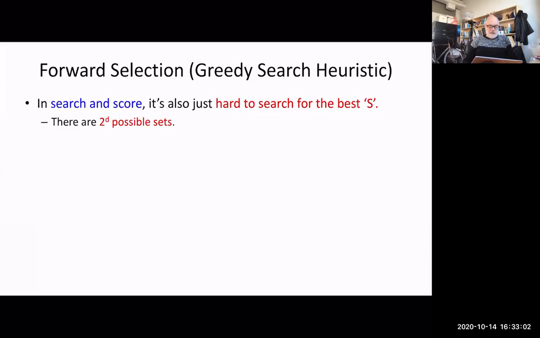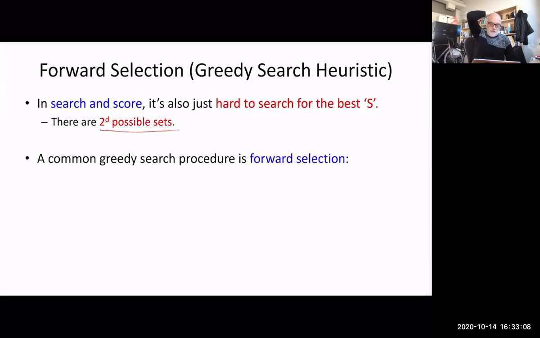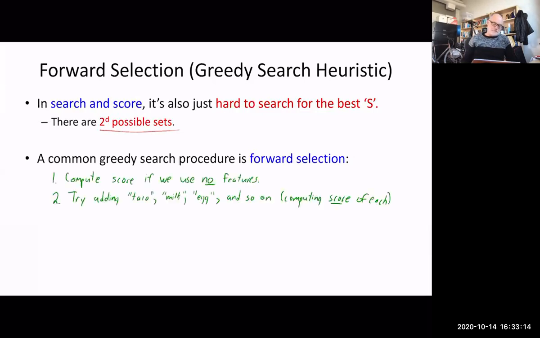In search and score, as we defined, it's hard to search for the best S. There's this combinatorial optimization problem. So the greedy search procedure that most people use is forward selection, and it's as obvious as it would seem. You compute the score if we use no features, so you just make a prediction, the mean or whatever. Then you start adding features one at a time, and you compute the score of each one.